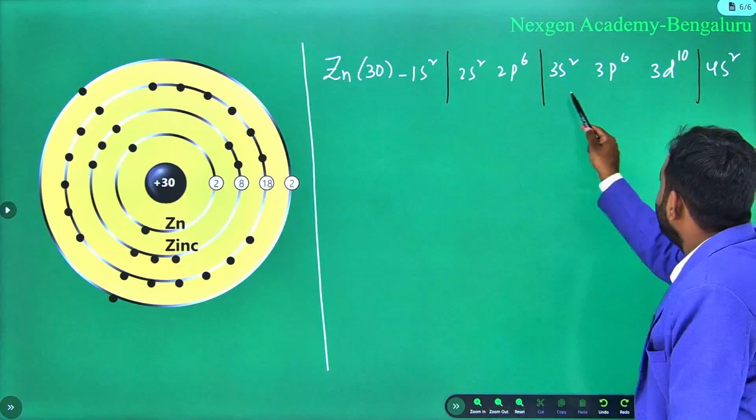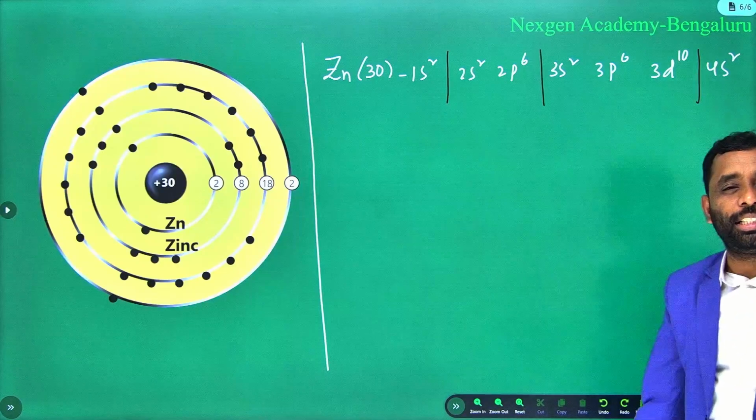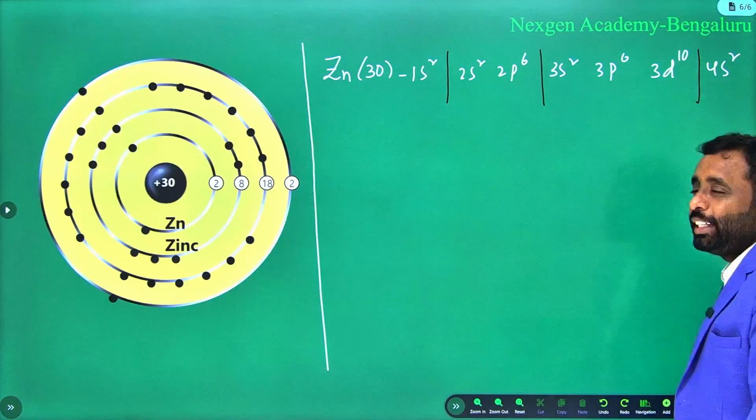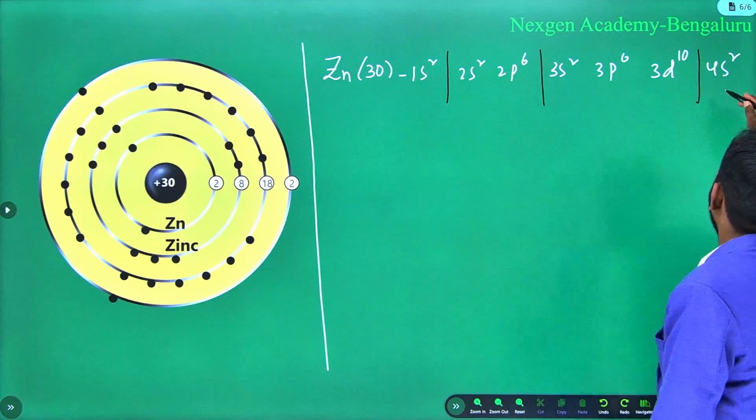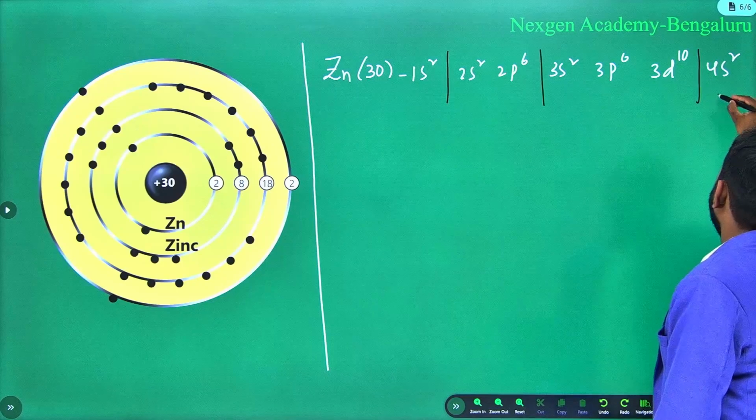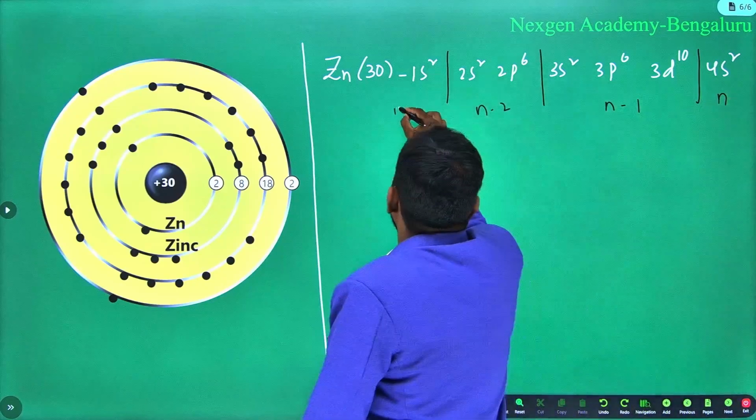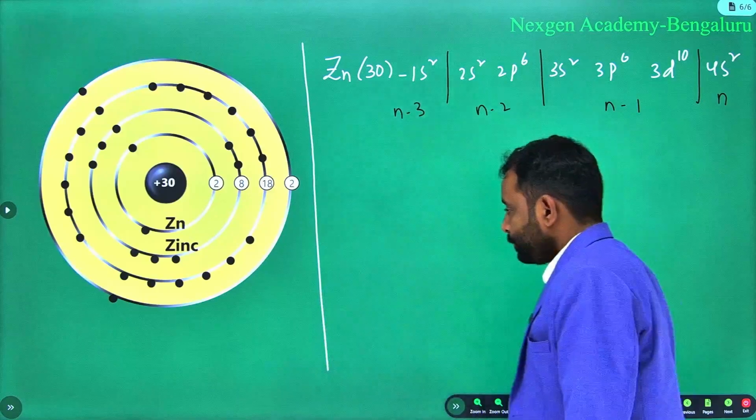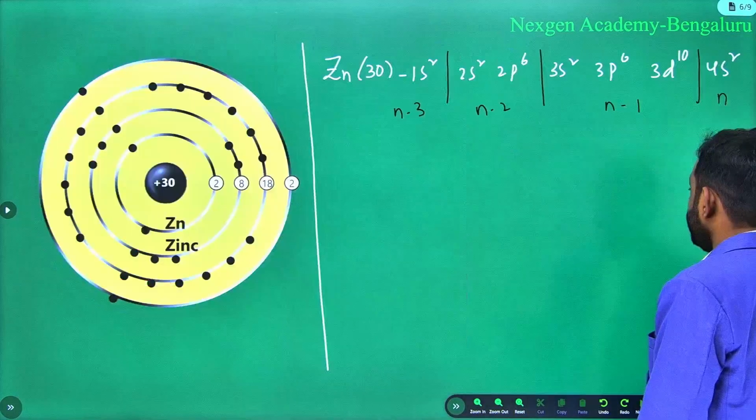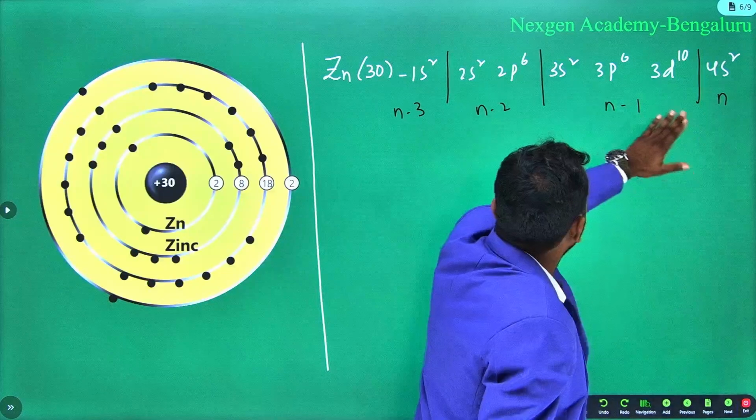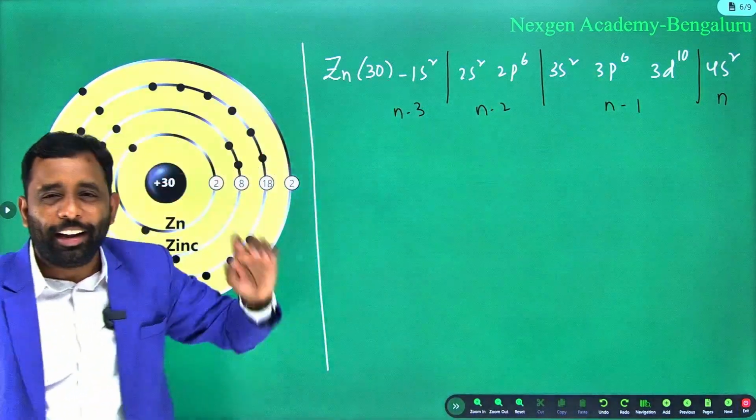Otherwise, these three subshells are considered as what? Belongs to one energy level. Okay, now what is this? This is nth shell, n minus 1, n minus 2, this is n minus 3. Is this clear? So, n minus 1, n minus 2, and n minus 3.